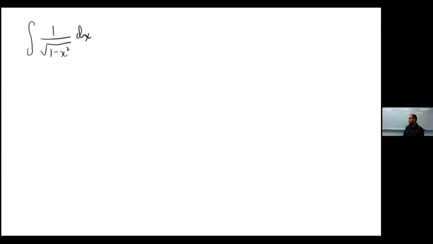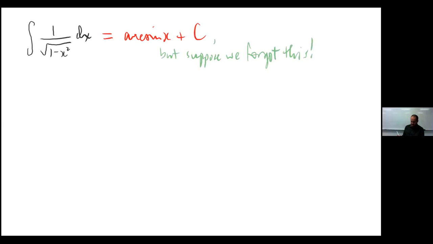Don't we already know the answer to that? We do. What is it? That is arcsine, straight up. That's arcsine of x plus a constant, right? But suppose we forgot that. Well, then I might say, oh man, I have to do a trig substitution, right?